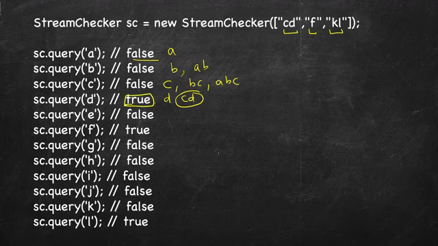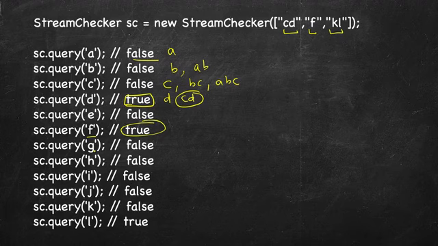Next, E. E is not there. DE is not there. CDE is not there. Similarly, none of its prefixes, including this, are there. So it's false. Now F. F is itself there, so no need to check further. As soon as we get end of a word in the storage, we return true.